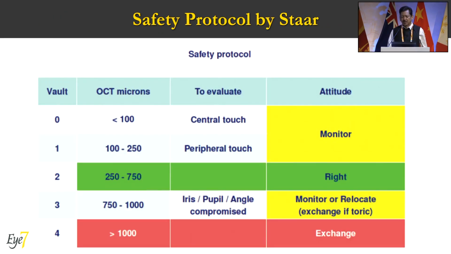This is the protocol of safety given by STAAR, which says if the vault is less than 100, try to look if there is a central touch. If not, let it be. If it is between 100 and 250, naturally you would not have a central touch. Try to look for a peripheral touch. If yes or no, just keep monitoring. 250 to 750 is just the right vault. Probably now 750 to 1000 is also the right vault. And only over 1000 are you supposed to look whether there is going to be some kind of a problem or not.